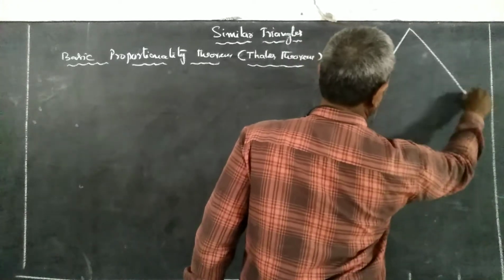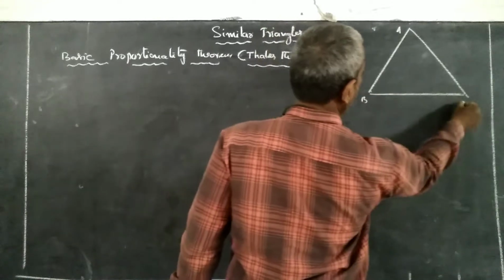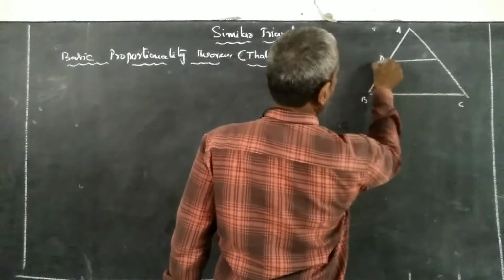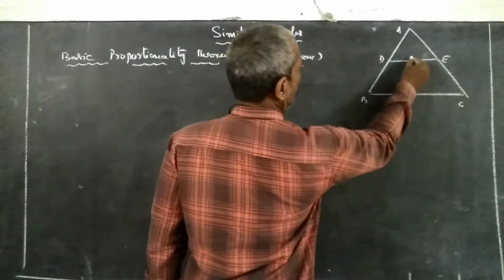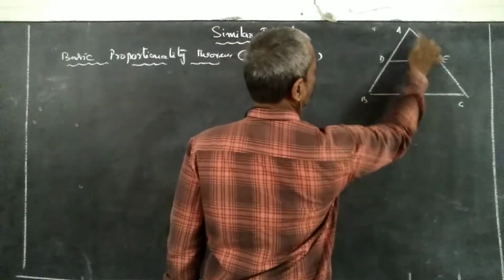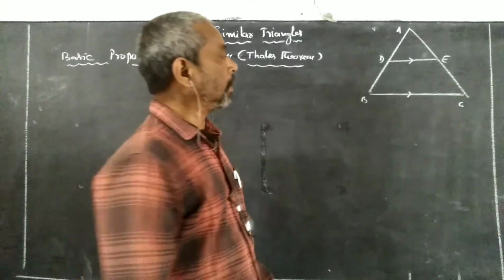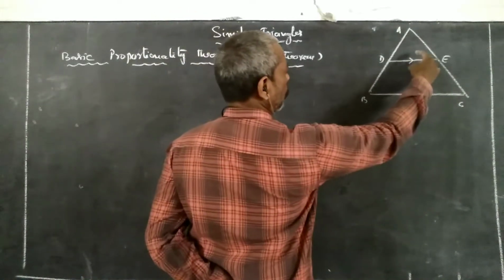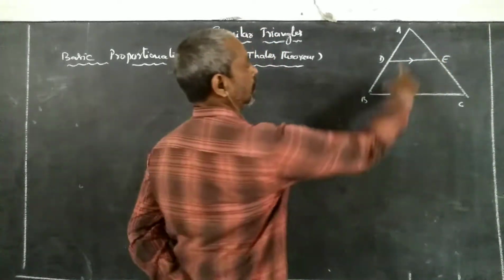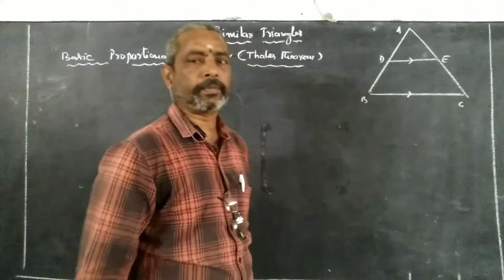Take a triangle ABC. Let DE be the line drawn parallel to BC, intersecting AB, AC at D and E respectively. Then we have to prove DE divides AB and AC in the same ratio, that is AD by DB is equal to AE by EC.